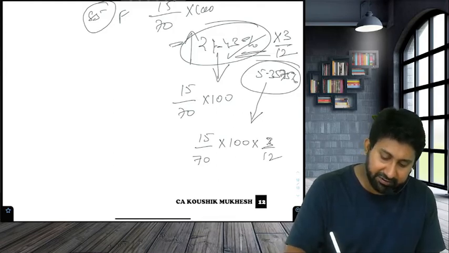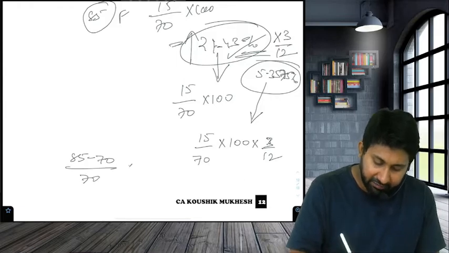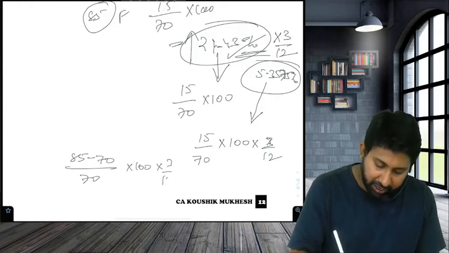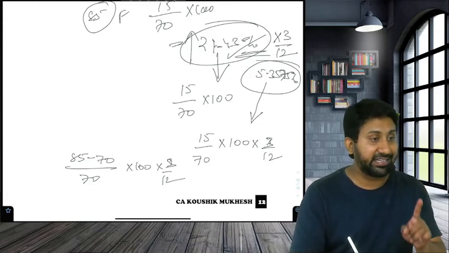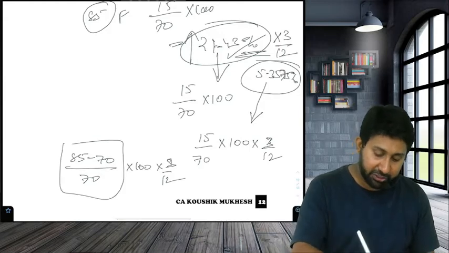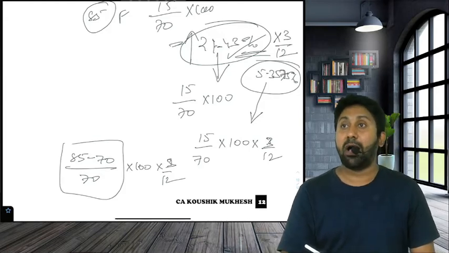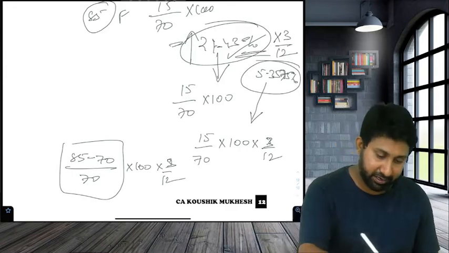How did this 15 by 70 come? 85 minus 70 divided by 70 into 100 into 3 by 12. This 85 minus 70 is called a return. This 70 is the initial investment. This is a return on investment. So appreciation and depreciation can also be understood as return on investment.